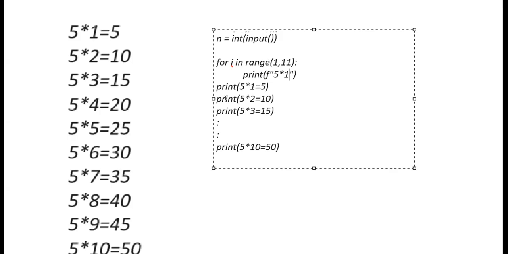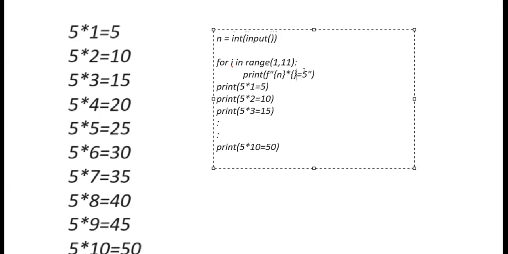5 into 1 is equal to 5. This is the normal statement. Now you can tell me, based on the given input, what is my 5? That is nothing but the given number, right? Where am I storing it? In the n variable. So I need to use curly braces to print the data of the variable in a formatted string in Python. With curly braces, you can print the data of n in the given string.